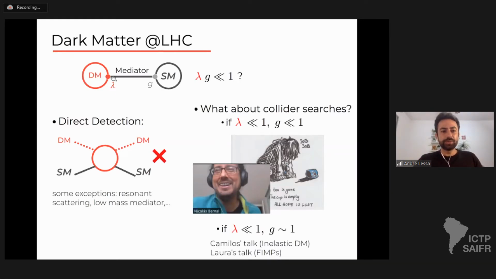But if the coupling between dark matter and the mediator is very small, but the mediator has sizable couplings to the standard model, there is real hope of seeing or testing this scenario in colliders. Right? And we saw examples of this in several talks in the workshop, like Camilo's talk and Laura's talk. So I want to discuss a little bit further this type of scenarios and how we can use colliders to really test them here.